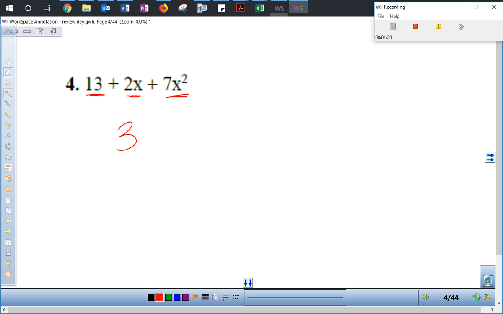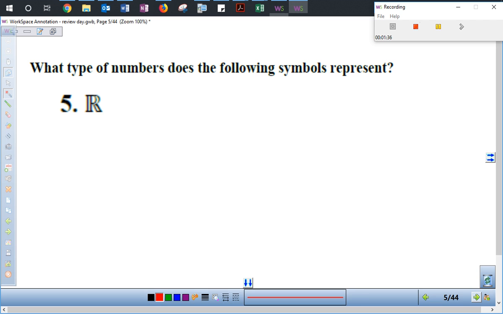All right, next on number 5 through 9, it says what types of numbers does the following symbols represent? So the double-lined capital R, we have the double-lined capital Q, the double-lined capital Z greater than or equal to 0, and the double-lined capital N. What I would like you to do is pause the video and write the names of each type of numbers for all of these, and then we can go over all of them together.